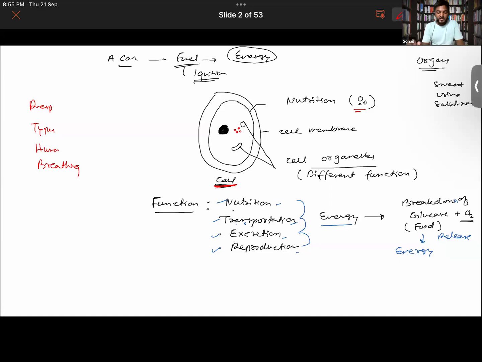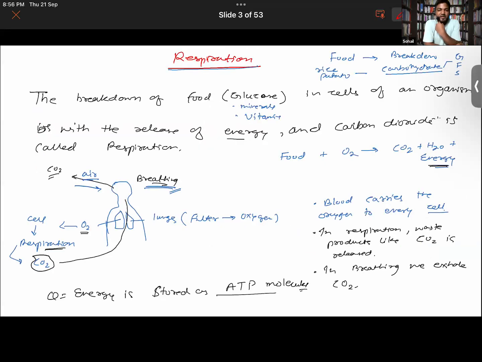Do you guys have any confusions in the chapter? Also, in human cells, which cell organelle is responsible for the process of respiration? Its name starts with M. Mitochondria, exactly. That is the site of respiration in human cells. So with this, the chapter finishes.